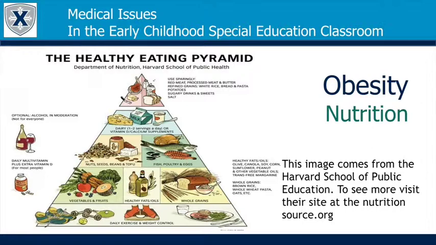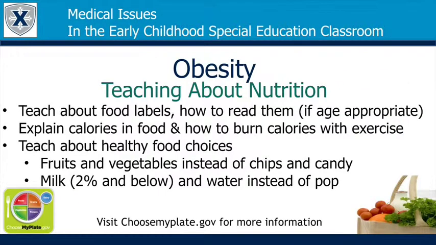And then when you're teaching about nutrition, it would be helpful for you guys to know how to read and interpret a food label so you can help them. And you can explain about calories in food and how to burn calories through exercise. And like I said, if they're in a wheelchair, there's other ways that you can have them do, there's therapy they can do, or just any way to get them kind of moving around. And teach about the healthy foods, fruits and vegetables instead of chips and candy, or water and 2% lower fat milk instead of pop.